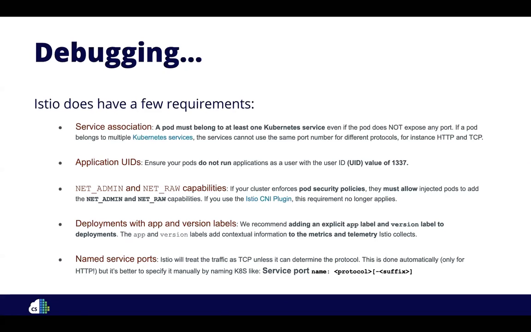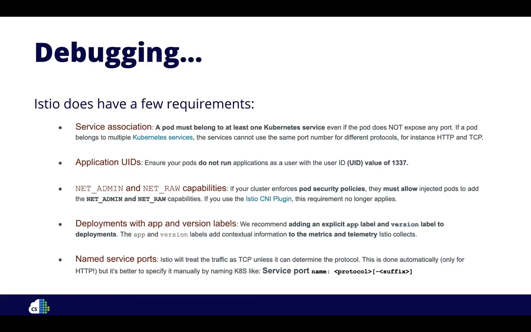Deployments with app and version labels. Since it's not mandatory in Kubernetes, quite a lot of people don't do that. It's a good practice in general, but still not all people do that. In Istio, well, it's not a hard requirement, but you should, because if you don't, then you will lose quite some metrics and telemetry, which Istio can do nicely for you.